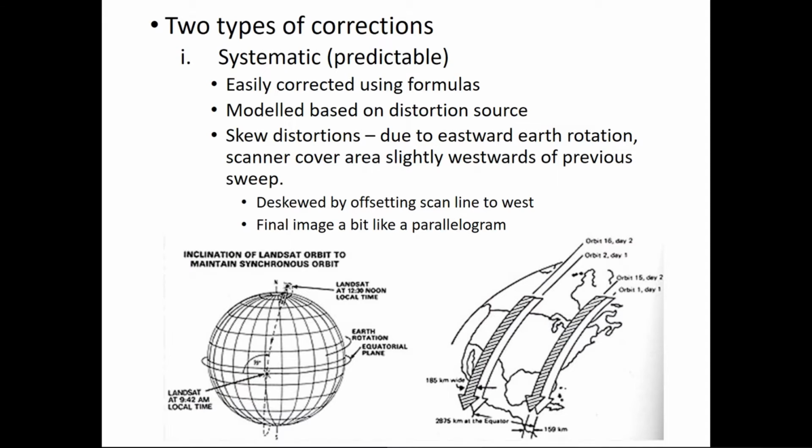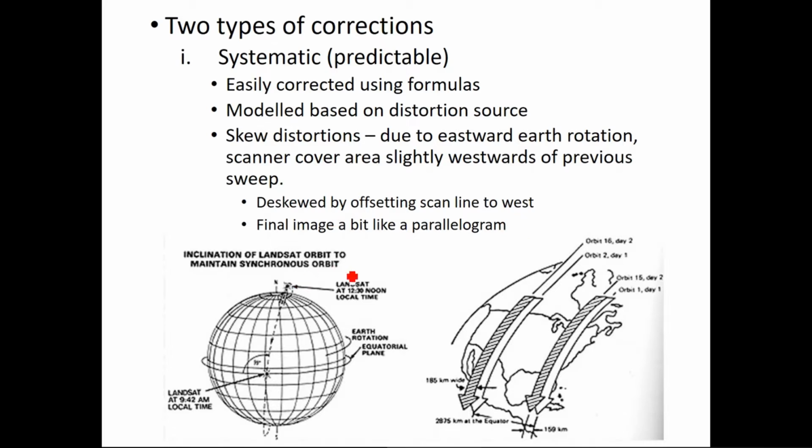So there are two types of geometric corrections. One is correction for systematic or predictable distortions, and the other one is corrections for random or unpredictable distortions. The first one, systematic correction, is easily done using the formulas you have. Depending upon the distortion source, you have equations to correct these figures.